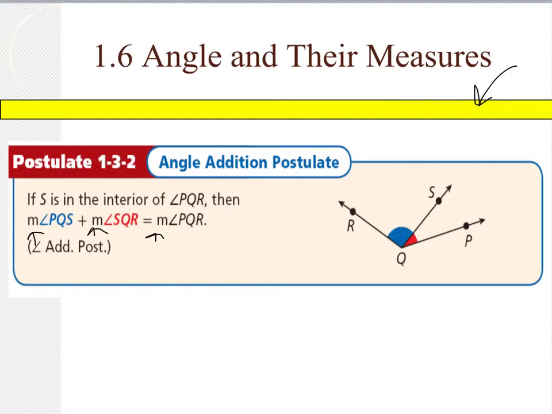What is this talking about? That means if we take this inside angle right here, remember S, this point, has to be inside PQR. But if we look at this measure PQS, plus SQR, this angle plus PQS, which is this black one, we add those two measures together, we get the entire angle here. Okay, add that blue section with that black section, and you should get that red section. The angle addition postulate. Let's try one.